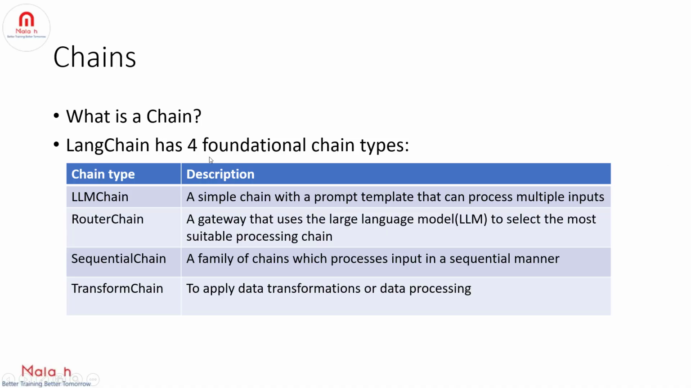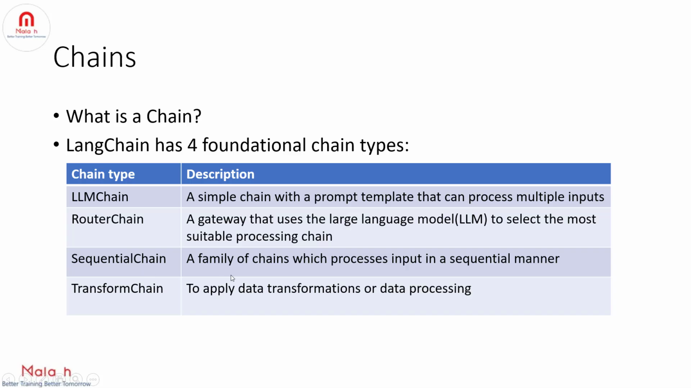And LangChain has 4 foundational chain types: LLM chain, router chain, sequential chain, transform chain. So LLM chain is nothing but a simple chain with a prompt template and that can process multiple inputs, right? And router chain, it is a gateway that uses the large language model, that is LLM, to select the most suitable processing chain. So depending on your input, it will try to route accordingly, right?